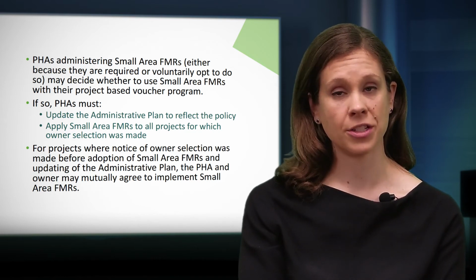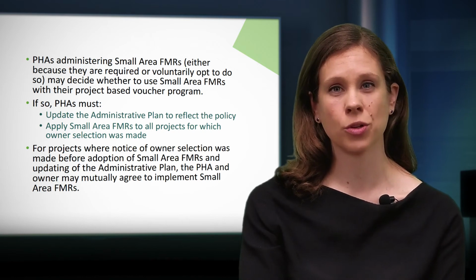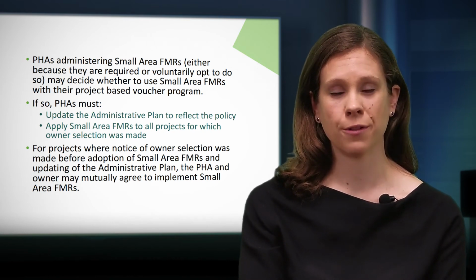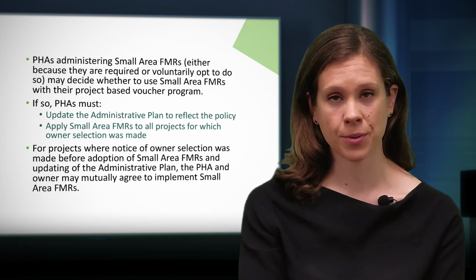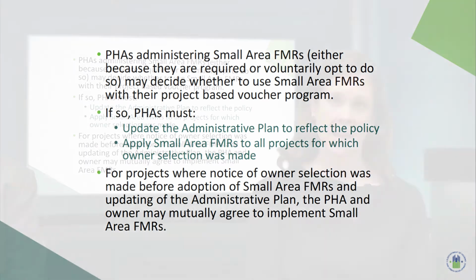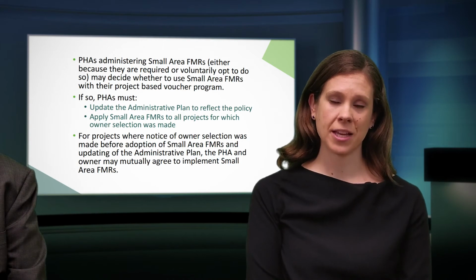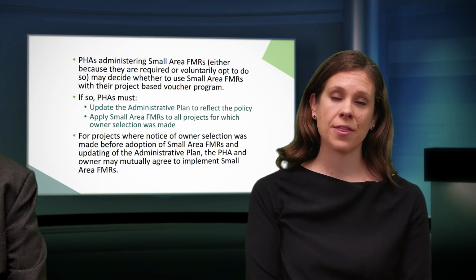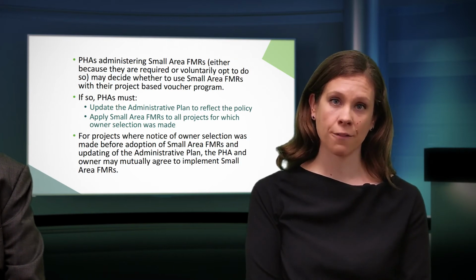If the PBV rent to owner increases as a result of this mutual agreement, then the rent increase will go into effect no earlier than the first anniversary of the HAP contract and must comply with the requirements set forth in the program regulations regarding rent increases in the PBV program. It is important to note that a designated PHA is not required to use SA-FMRs for PBV projects located outside of mandatory SA-FMR areas. If the PHA is an opt-in agency and applies SA-FMRs to its PBV program, then it must apply SA-FMRs to all of its PBV projects.